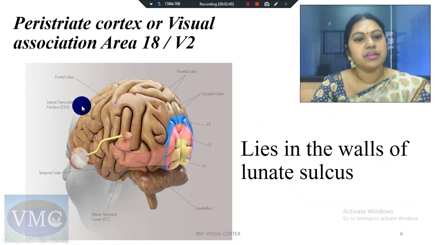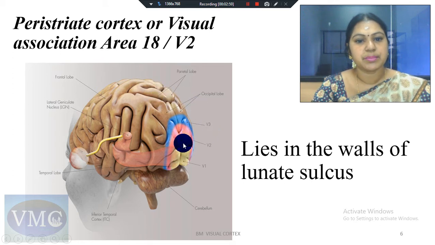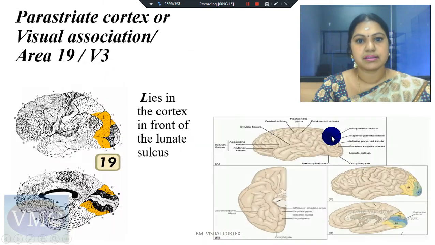So here we are looking at the peristriate cortex or the visual association area 18. It is also called V2. So here we can see V2. This is the primary area. Above it, surrounding it, we have the peristriate or visual association area 18. It lies in the walls of the lunate sulcus. So this is the lunate sulcus, and it lies in the walls of the lunate sulcus.